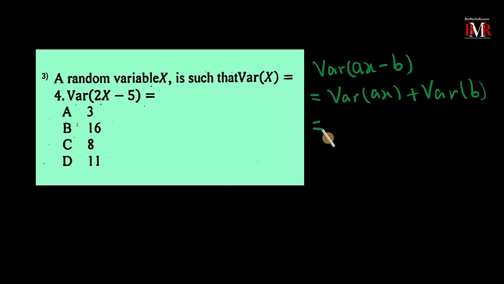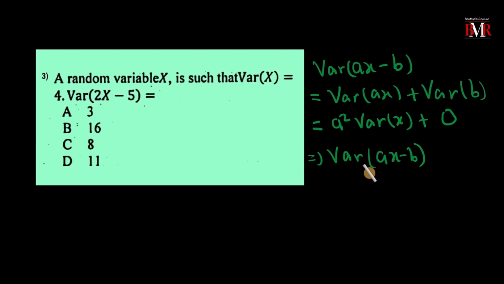But also from the properties of variance, var ax is also the same like a squared var x, and var b is 0. That means var ax minus b is the same like a squared var x. Here x is the random variable, a and b are any constants. So the variance of a constant is always 0. That is, the variance of any number is always 0. Like for example, var 2 is 0, var 3 is 0, and so on.